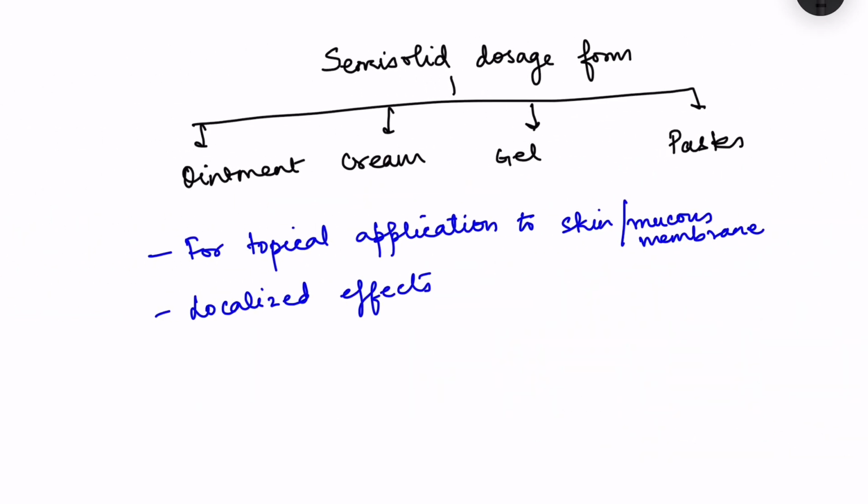Moving on to the semi-solid dosage forms. In semi-solid dosage forms we have ointments, creams, gels and pastes. So first is ointment and cream. Ointments and creams are greasy preparations, while gel and paste are non-greasy preparations. All four forms of semi-solid dosage forms are for topical application to skin and mucous membrane, and because they are topically applied, they have a localized effect wherever they are applied.